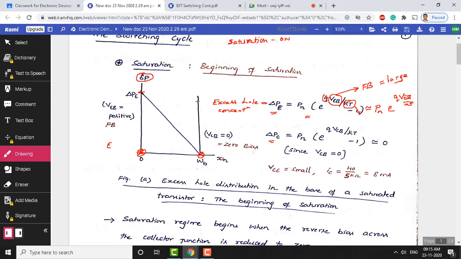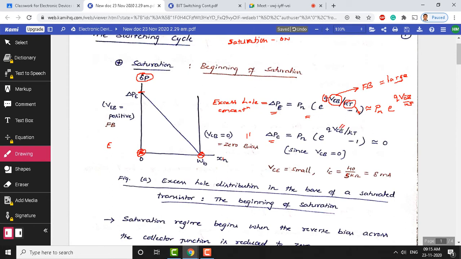On the other side you can see the collector base junction. As we said, the saturation region commences when the emitter base junction is forward biased and the collector base junction voltage is 0. We are not applying reverse bias here. In forward active mode this is reverse biased, but this is the saturation region. Saturation region commences when the collector base junction voltage is 0. Now let us rewrite the excess hole concentration at the collector base junction, delta Pc, with a similar equation. Delta Pc is equal to Pn times e to the power of qVCB by kT minus 1.